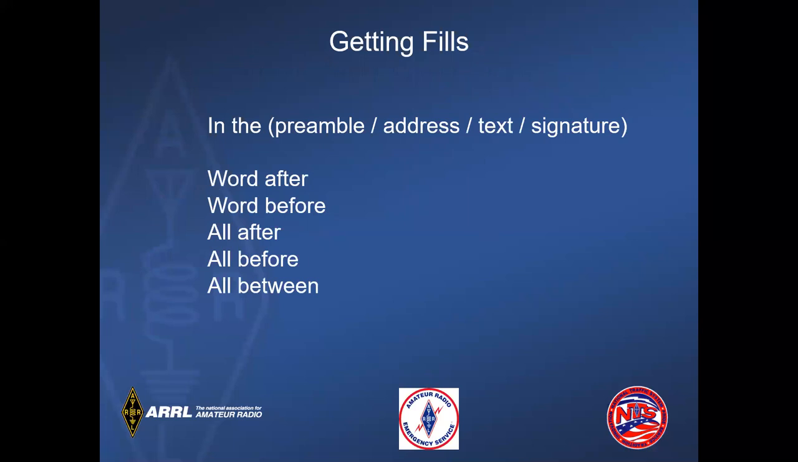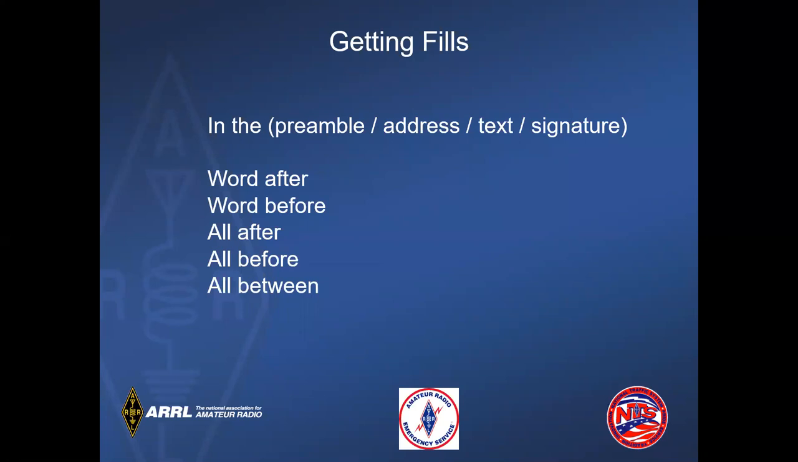There we go. Okay, if we're going to get fills, first thing you want to do is say what part of the message you need to fill in: the preamble, the address, the text, or the signature. Because if you're looking for a call sign, well, there's a call sign in the preamble, there may be one in the address, there might be a call sign referenced in the text, and there may be one in the signature. So say, in the address, call sign of addressee. And then it's very clear to the sending station exactly what you missed and what you need him to say again, or her.